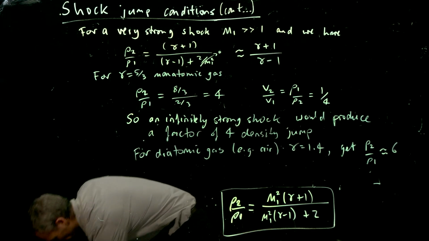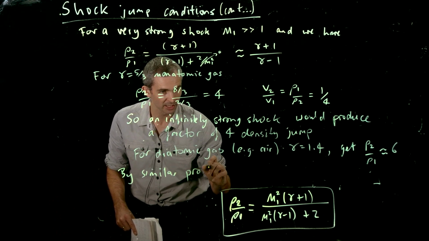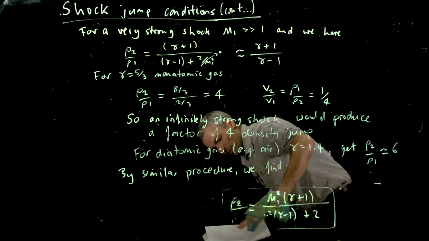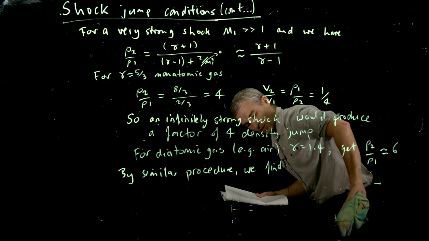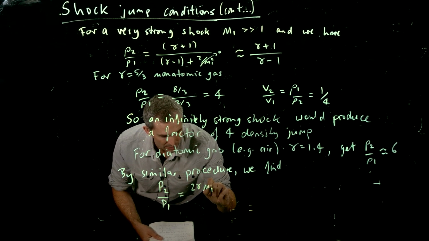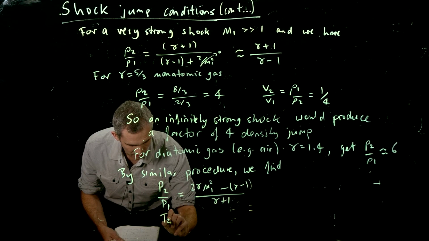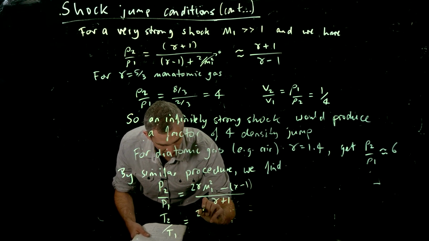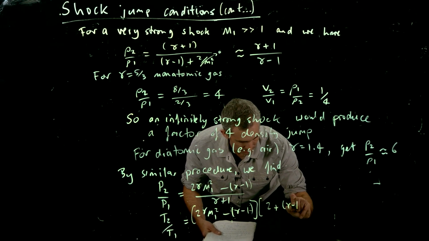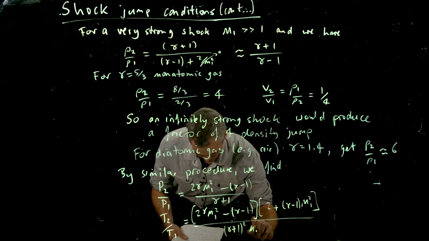And, well, so basically the same procedure follows for the other quantities. So by similar procedure, actually just by deriving this equation and then using it back in your other equations again, we can find the jumps in the other variables. So I'm going to write them down, but these are a question left on your problem sheet for you to complete. So this is P2 on P1. It gives us 2 gamma Mach 1 squared minus gamma minus 1 on gamma plus 1. And the temperature jump, T2 on T1, equals 2 gamma M1 squared minus gamma minus 1, times 2 plus gamma minus 1 Mach number 1 squared, over gamma plus 1 squared Mach number 1 squared.